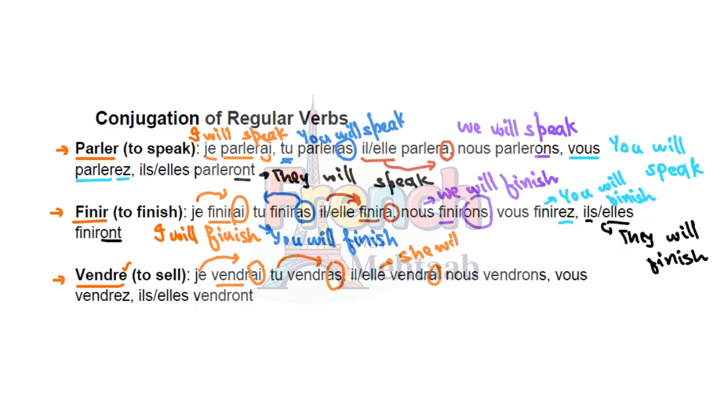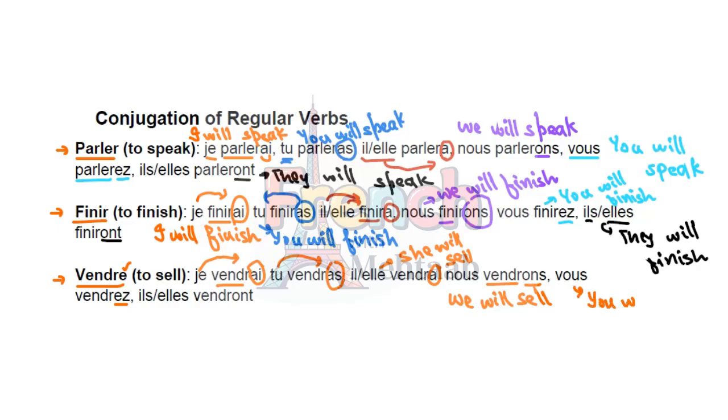So if you want to say we will sell, we would take the verb, drop the e from the end, and add the ending, which is -ons. Nous vendrons, which means we will sell. Vous vendrez. We would remove the e from the end and add -ez towards the end. It will be vous vendrez, which means you will sell.